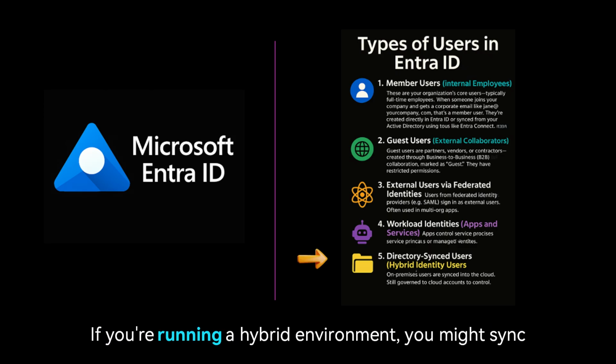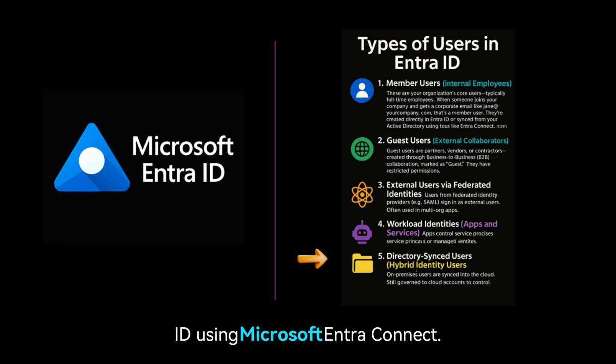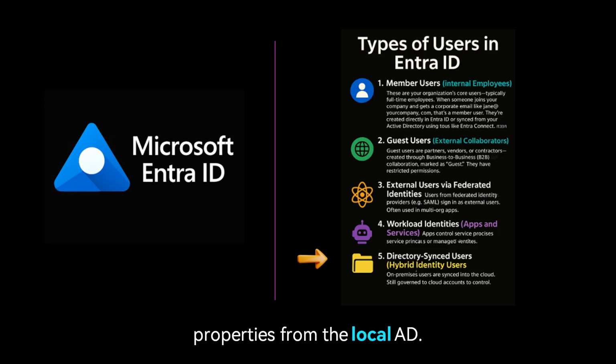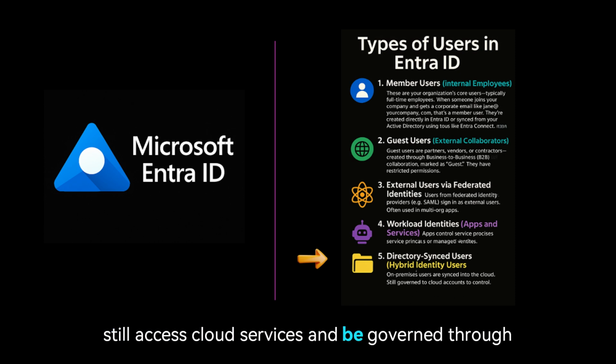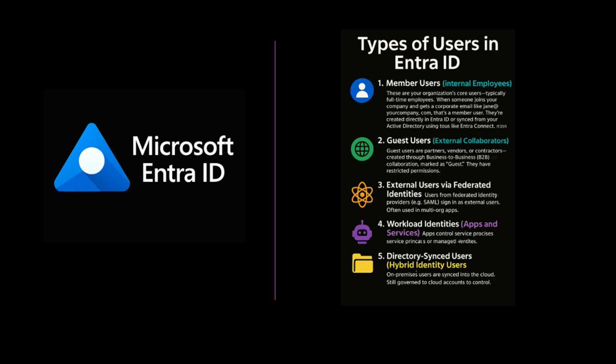If you're running a hybrid environment, you might sync users from your on-premises Active Directory into Entra ID using Microsoft Entra Connect. These users are marked as synced users and often inherit properties from the local AD. Even though their identity is sourced on-prem, they can still access cloud services and be governed through Entra ID conditional access, identity protection, and PIM.